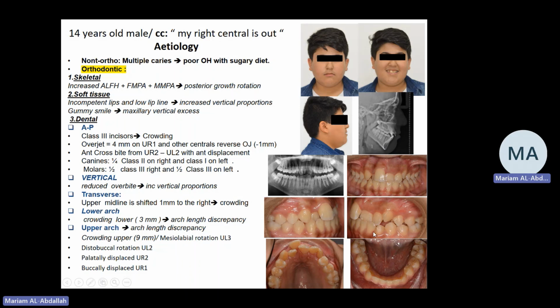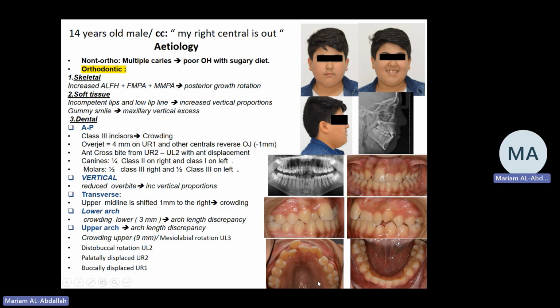On the other hand, half unit. Maybe part of the problem is anterior mandibular displacement. Anterior mandibular displacement could have contributed to the half unit class 3 molar relationship. The upper centre line is shifted to the right, and this is part of the overlapping and the crowding. The lower arch has 3 millimeters of crowding, and this is related to tooth size arch length discrepancy. This is the etiology. Okay.